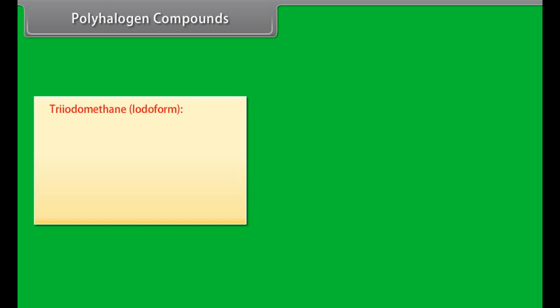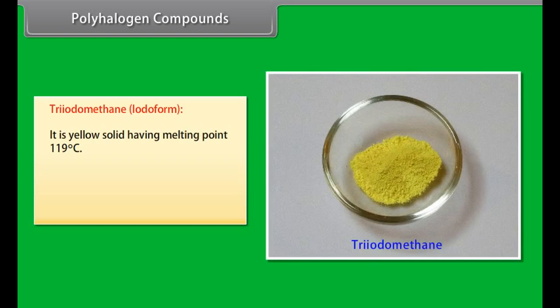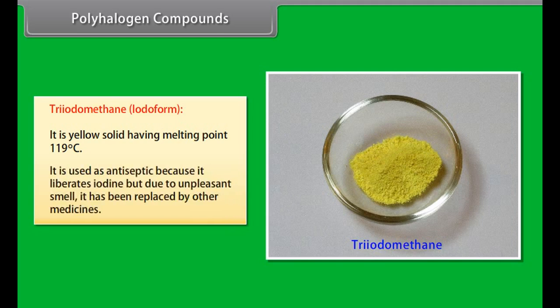Triiodomethane, iodoform. It is a yellow solid having a melting point of 119 degrees Celsius. It is used as an antiseptic because it liberates iodine, but due to its unpleasant smell, it has been replaced by other medicines.